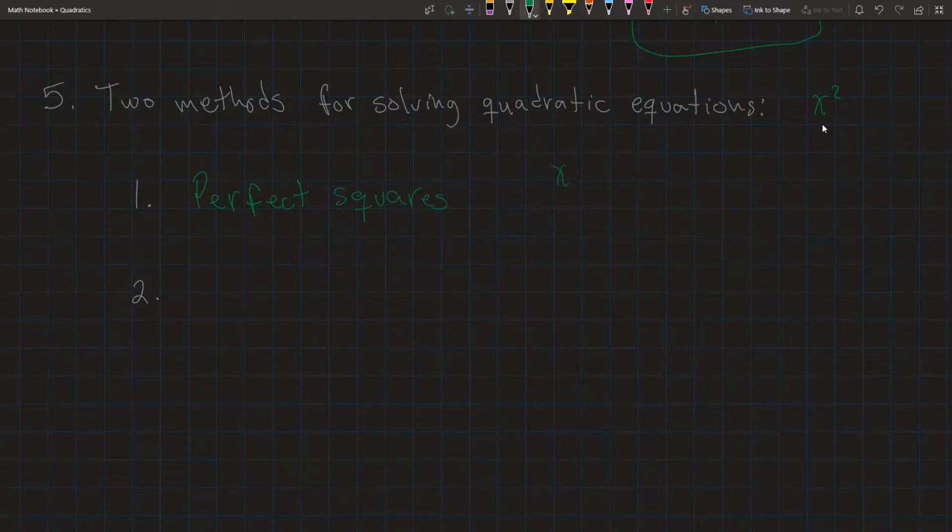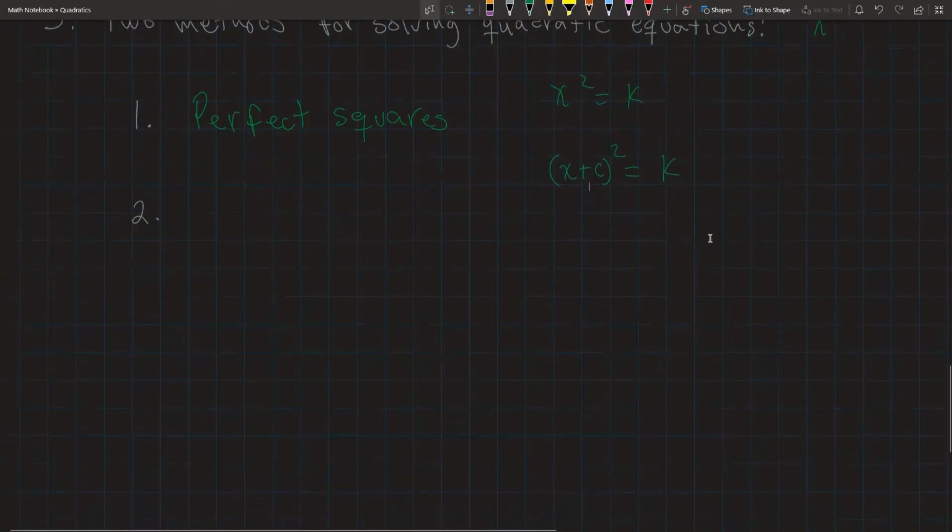because they either look like something squared equals some number, I'm going to call it some constant k, or we have them of the form something squared equals some constant k, where the something is a little more advanced. All right, so x plus some c. I don't know. I'm using different variables, hopefully.